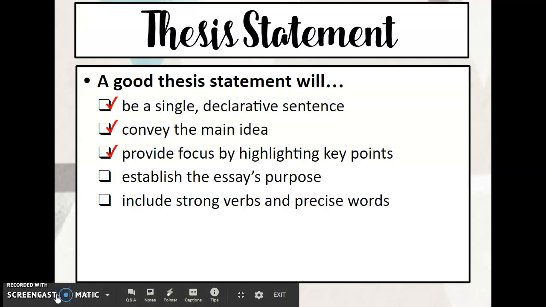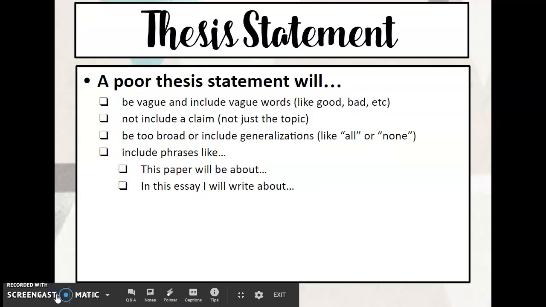Then you also need to give the key points that you will be telling them in your essay. So not only is it going to give you the position, but you're also going to tell them the reasons why your position is valid. Again, it's going to establish that main purpose, and you should always include strong verbs and precise words. So stay away from things like that's good, that's bad, and we'll talk a little bit more about that on this next slide, where we're looking at what we're going to try to stay away from.